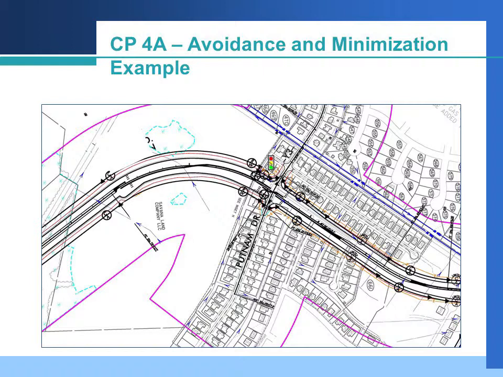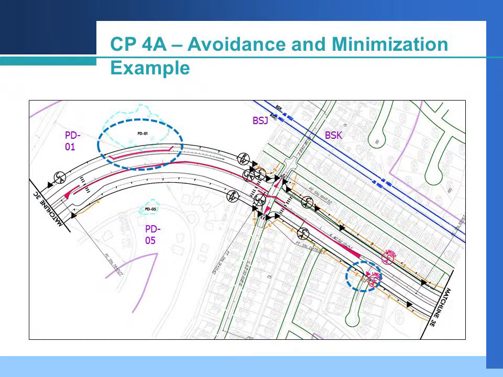Finally, this is an example of a new location project in a preserved corridor with limited control of access. In this case, the addition of a retaining wall avoids impacts at wetland area PD01. Also, access was retained at a street with only one entrance to minimize residential impacts.